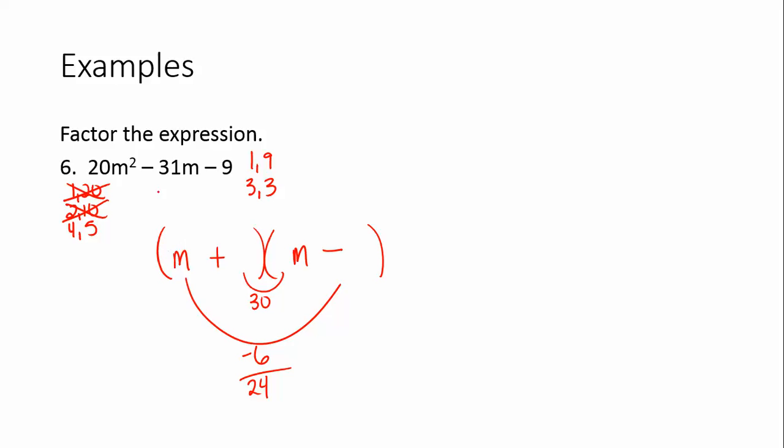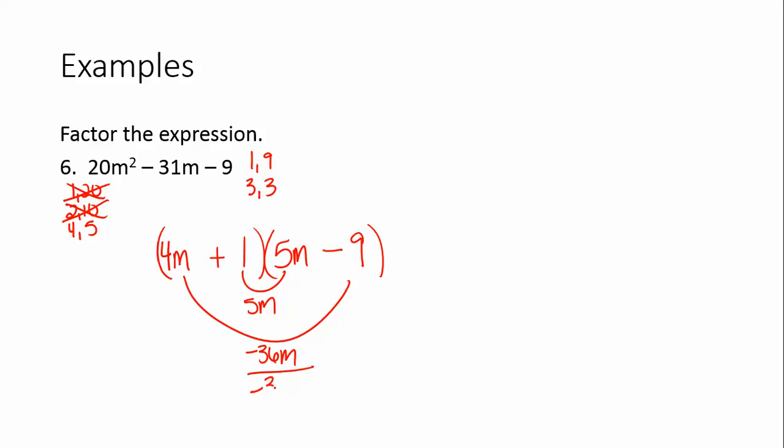Now let's try 4 and 5. And I'll start with the 1 and the 9. So this is 5m, this is minus 36m. Oh, I think we got it. That's negative 31m. There we go. That's what we want in the middle. So it's 4m plus 1 times 5m minus 9. Again, if you FOILed that out, you would get the original problem. And yes, that was a lot of guessing and checking, but factoring difficult trinomials, particularly those with coefficients in front, you've got to be able to do that.